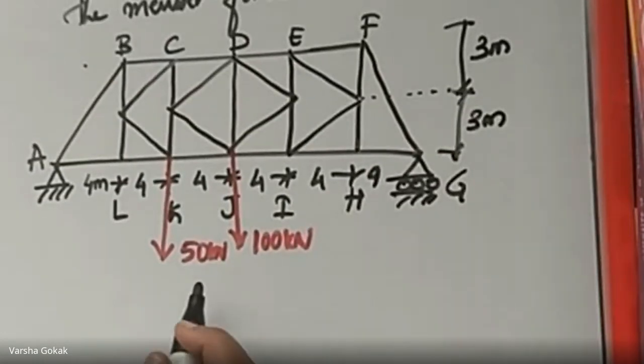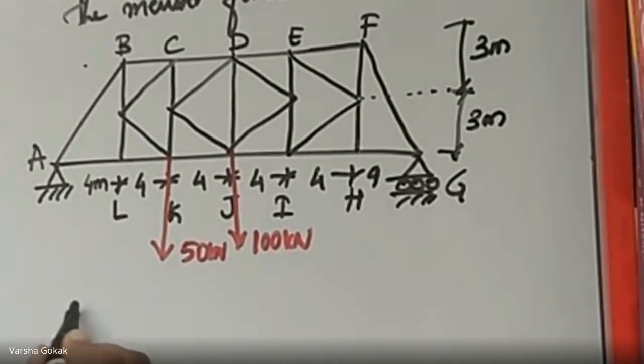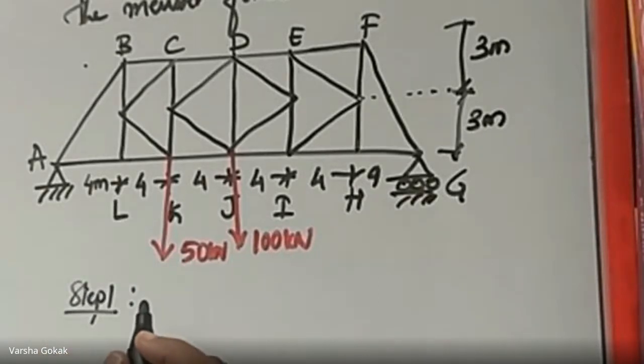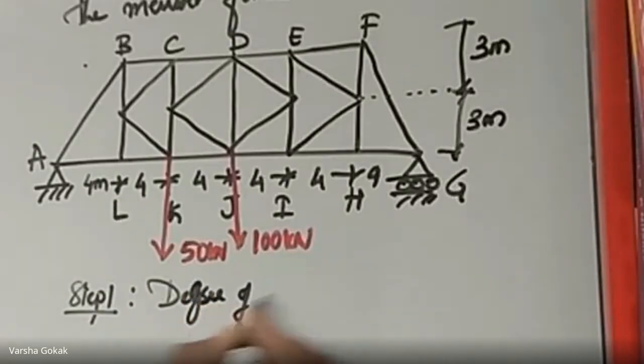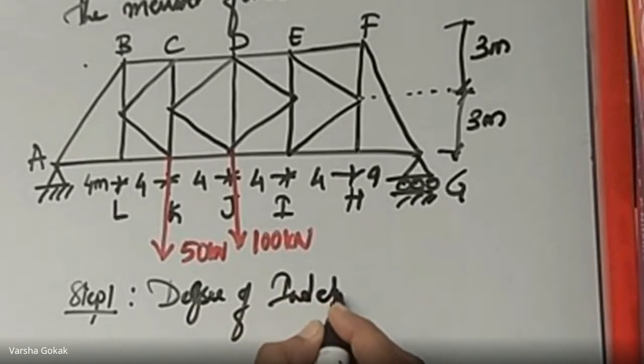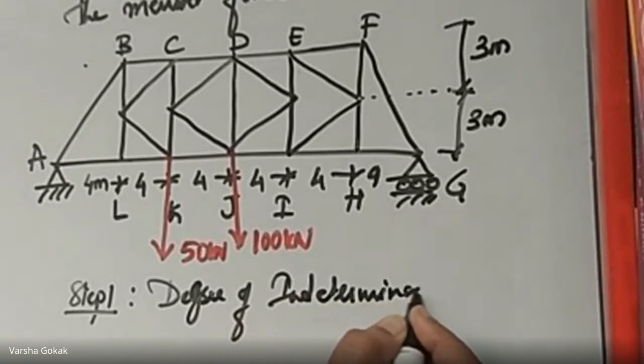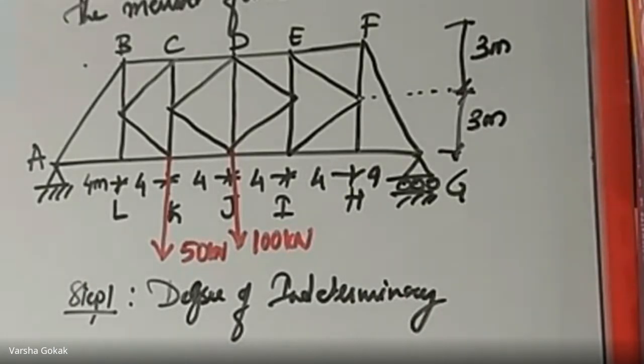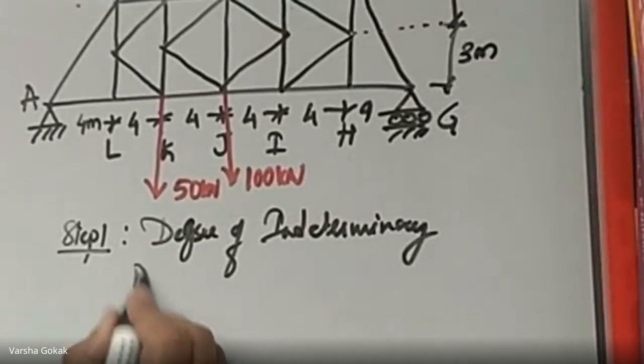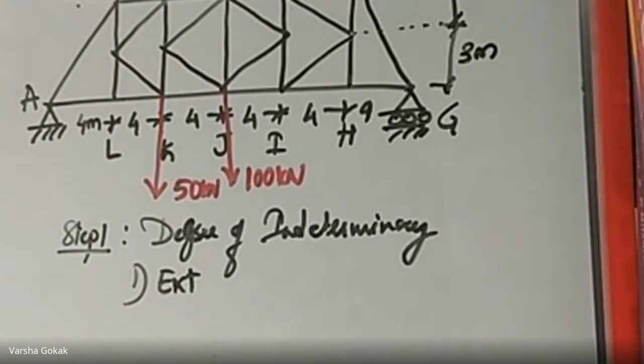So what is the first step? Quickly. What we have to first find? Degree of? Yes, correct. Degree of indeterminacy. Now in this degree of static indeterminacy, there is going to be external and internal. So first, let us find external indeterminacy.